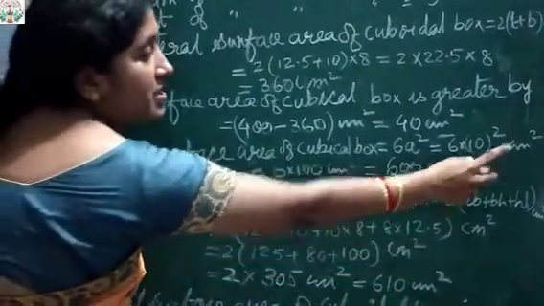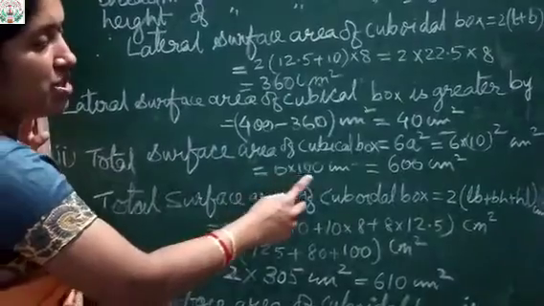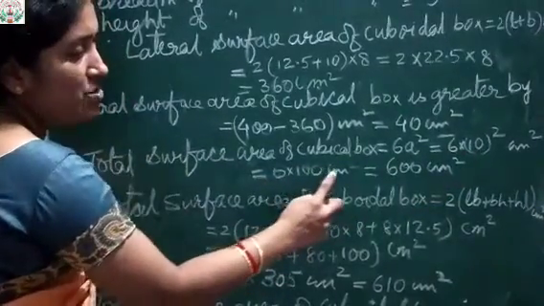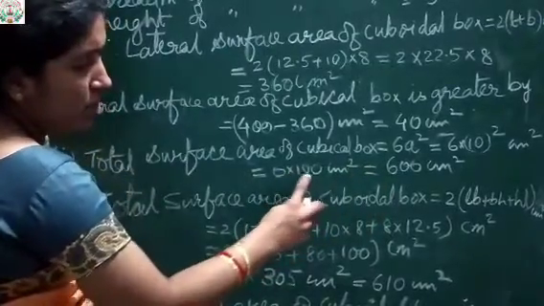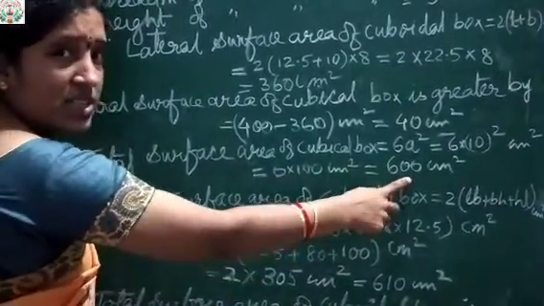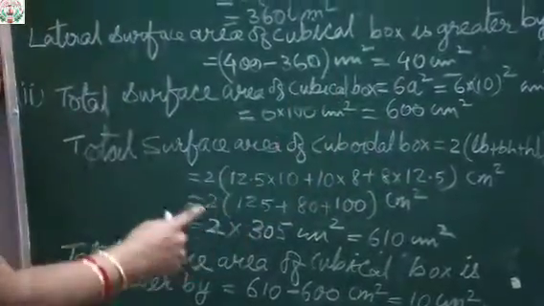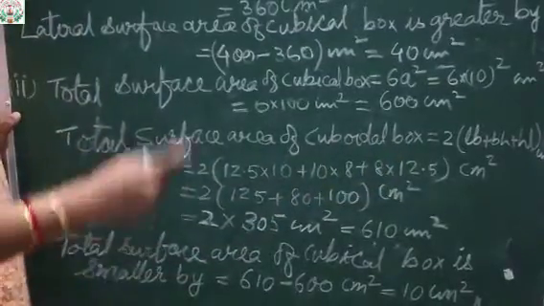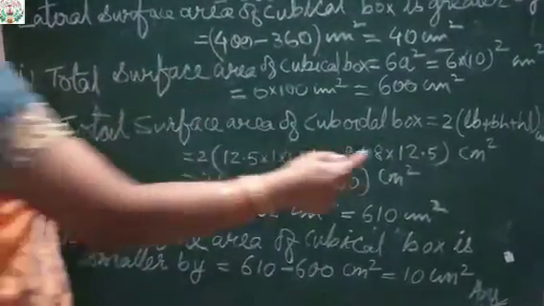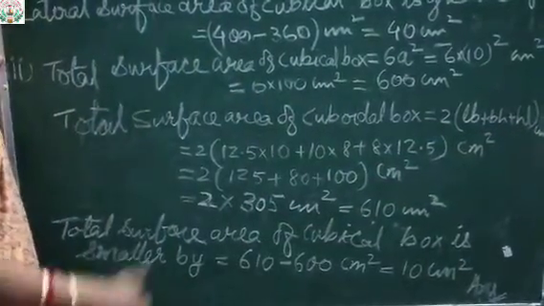That is cm square because the unit is cm. Now that is equals to 6 into 10 square, which is 100. Which is equals to what? On multiplication, 6 into 100 will be 600. So 600 cm square. Now the total surface area of the cuboidal box: the cuboidal box formula we know, 2 into (LB plus BH plus HL), in cm square unit.